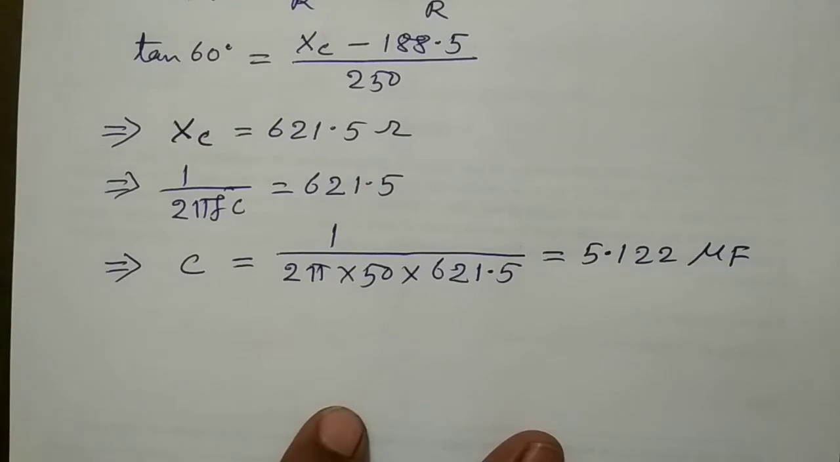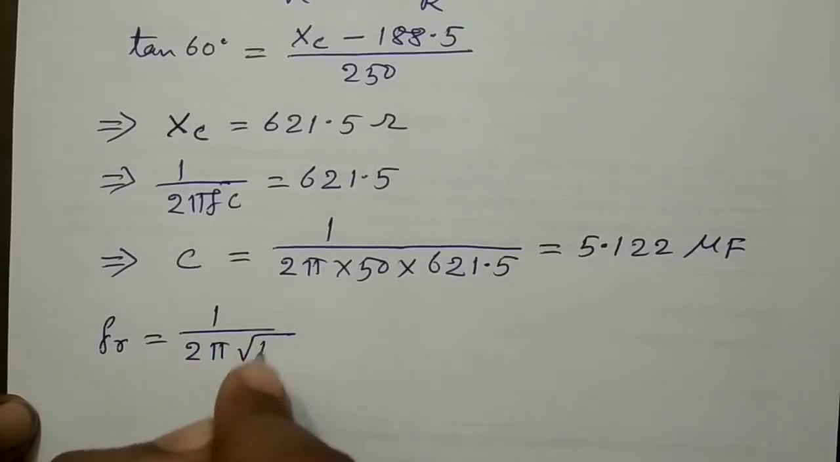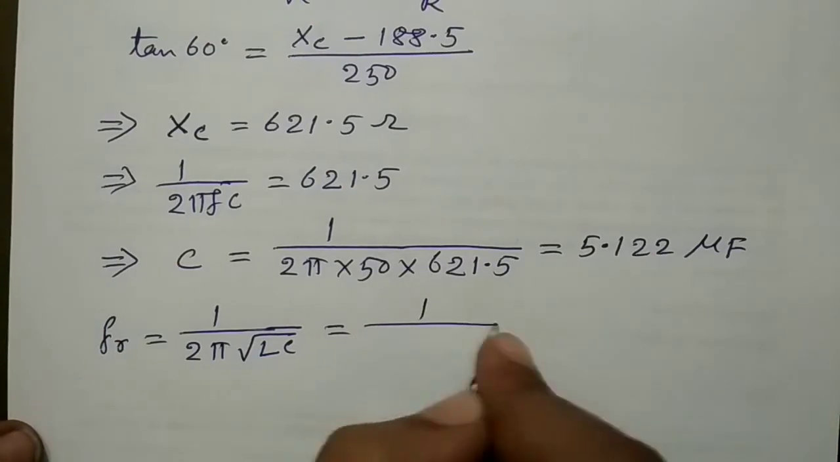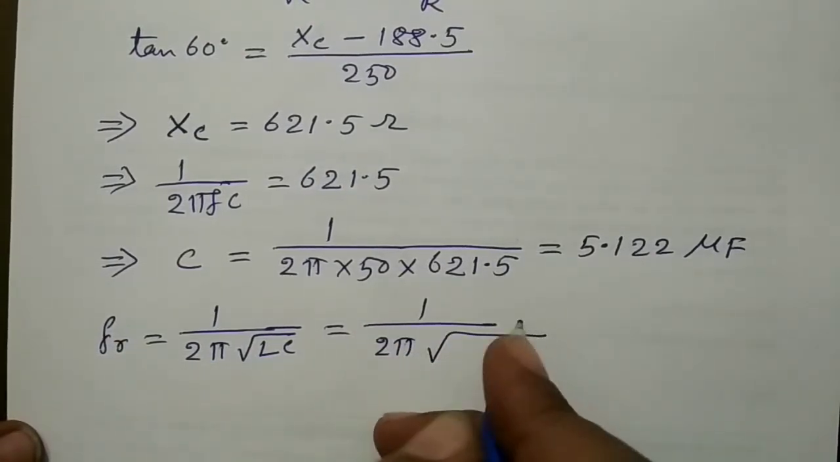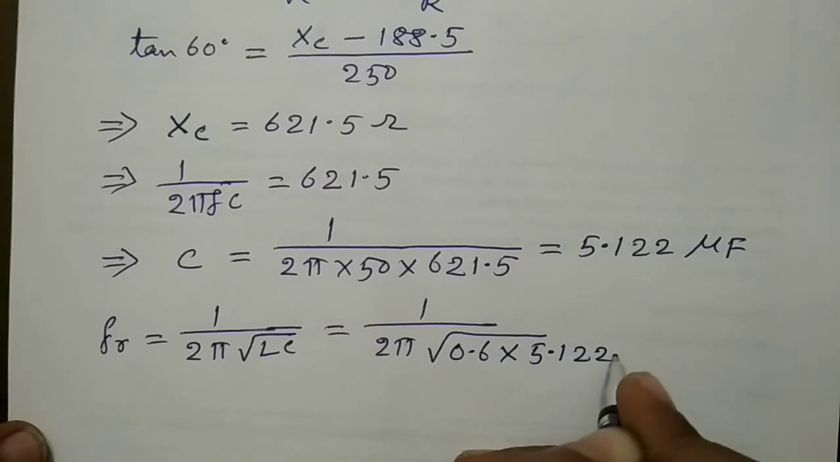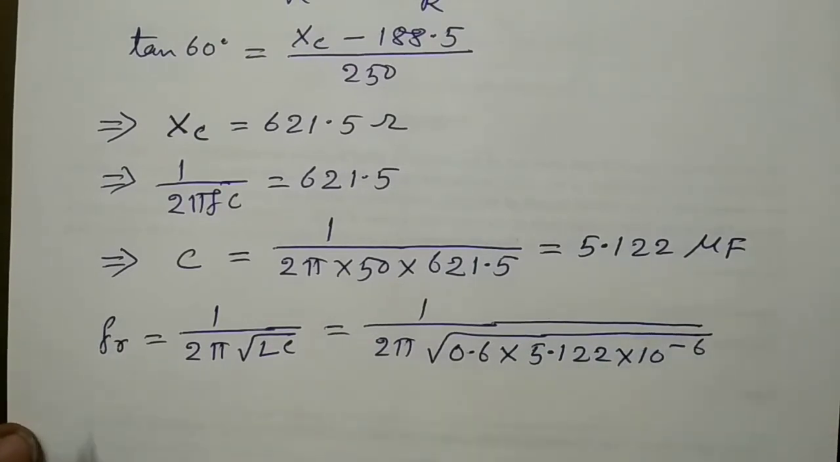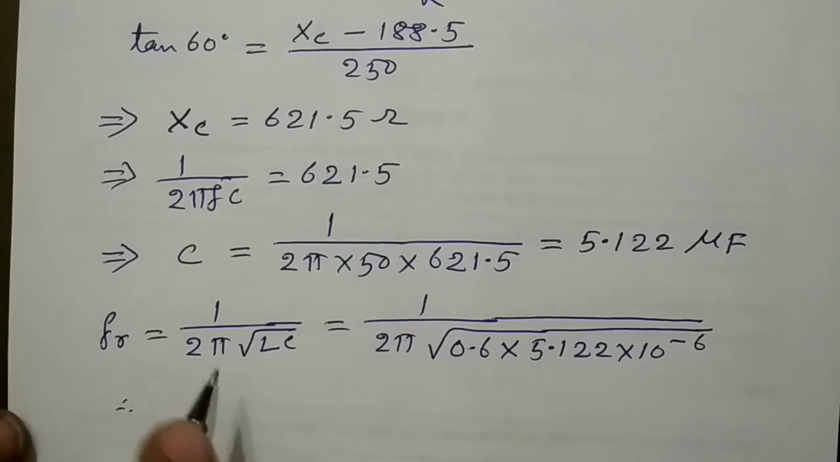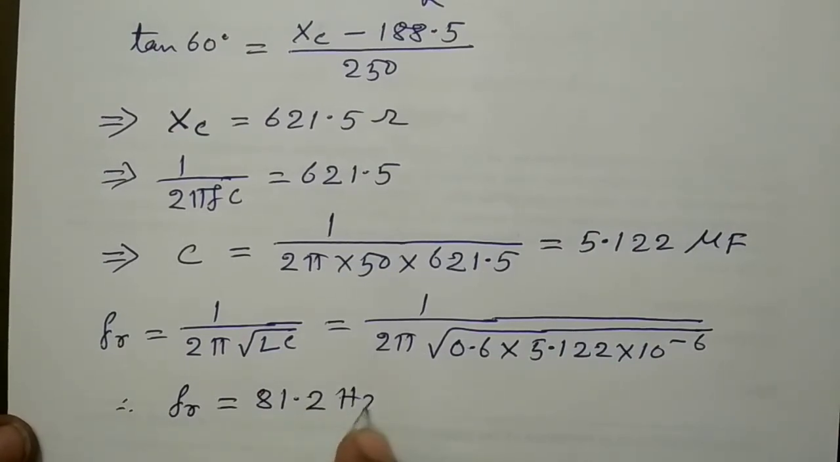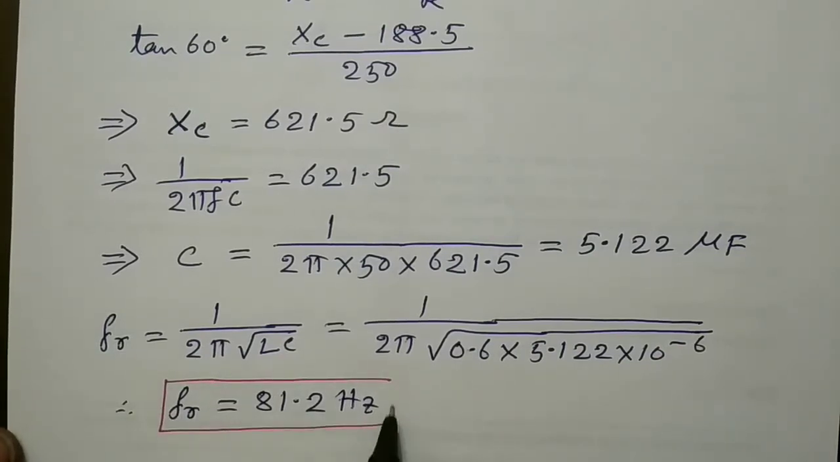Now in this circuit we have to find the resonant frequency, and we know that the resonant frequency is given by 1 upon 2 pi root LC. So it is 1 upon 2 pi root of L, which is 0.6, and C, which is 5.122 into 10 to the power minus 6. The microfarad is changed to the farad. So after solving this, finally we'll get the value of resonant frequency as 81.2 Hz. So this is the resonant frequency of this circuit. Thank you.